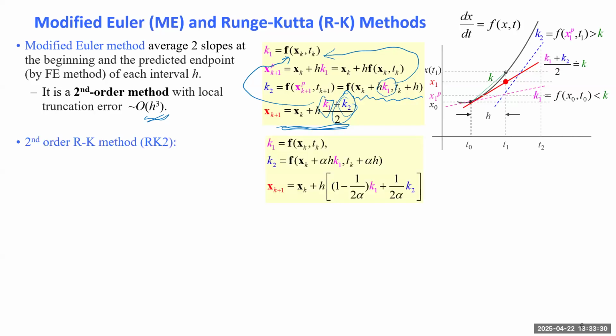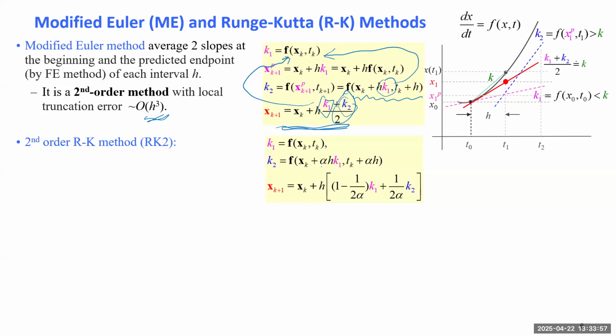It's a modified Euler method. Okay, so next, you may want to generalize the modified Euler method. The modified Euler method takes the first slope at the beginning and the second slope at the ending point. You may say, okay, how about the second slope? I'm not taking that one at the ending point. I take something in between. How do I know the ending point will be better?